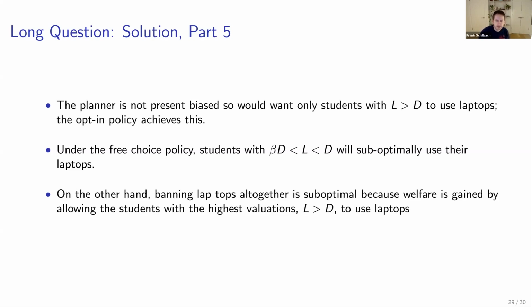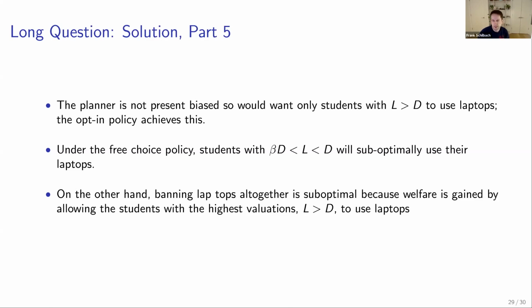That's great. Under a free choice policy instead, students with L between beta times D and D will suboptimally use their laptops, and the social planner does not like this. On the other hand, banning laptops altogether is suboptimal because welfare is gained by allowing the students with the highest valuations, L larger than D, to use laptops. There are some people who really would love to use their laptops regardless of present bias, and not allowing that is not great.